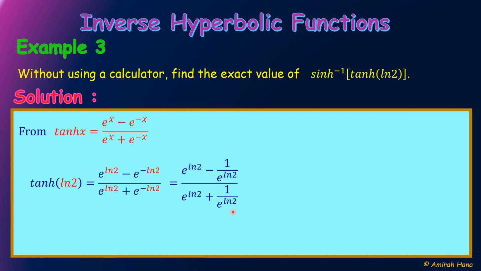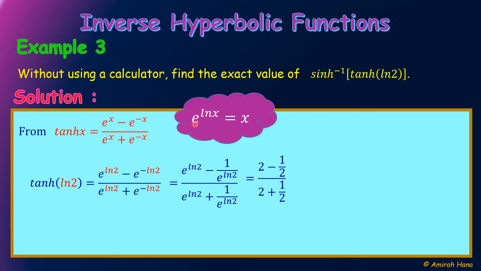When the coefficient of ln is positive, we can use this formula: e to the power of positive ln x equals x. So e to the power of positive ln 2 gives us 2 here, minus 1 over 2, and over here, plus 1 over 2. After that, we can simplify this value, and we have 3 over 5.